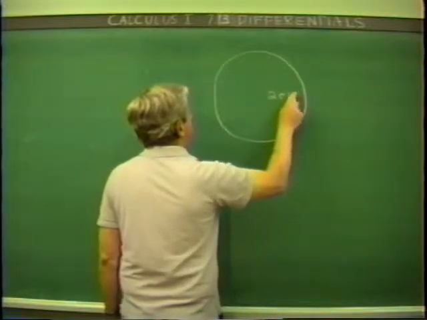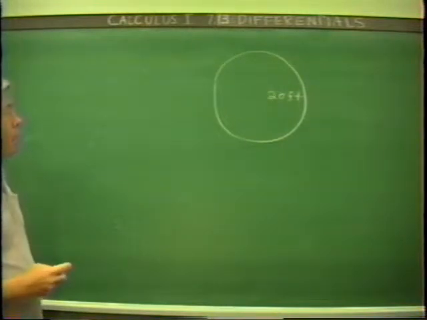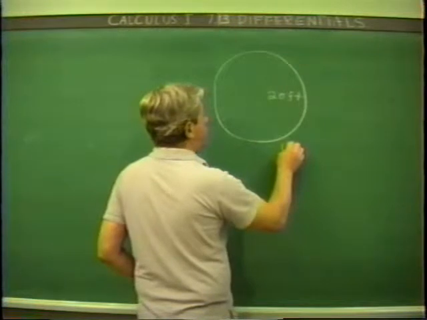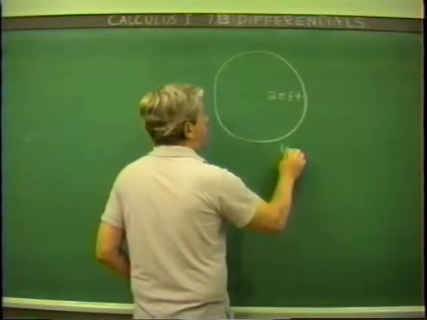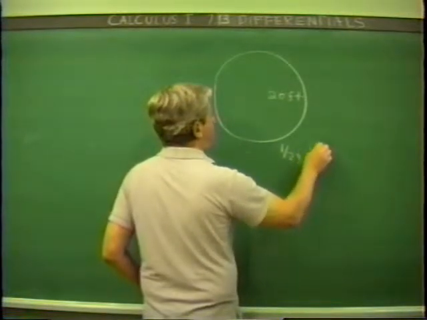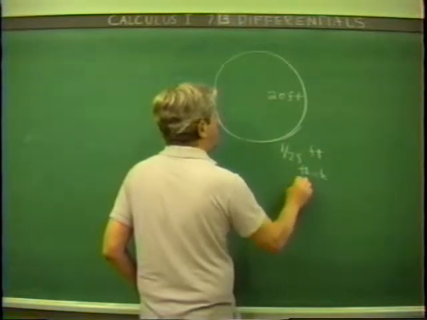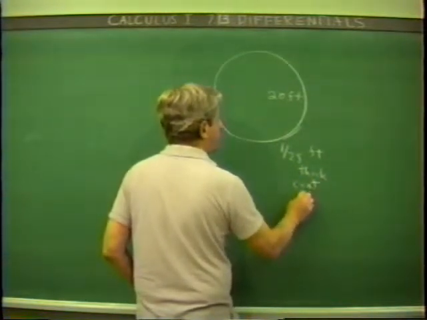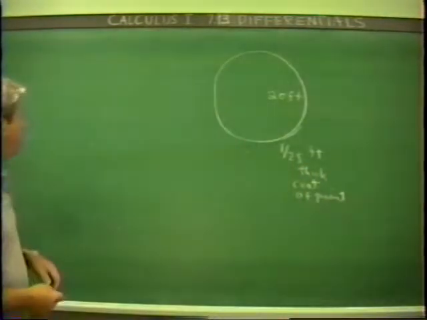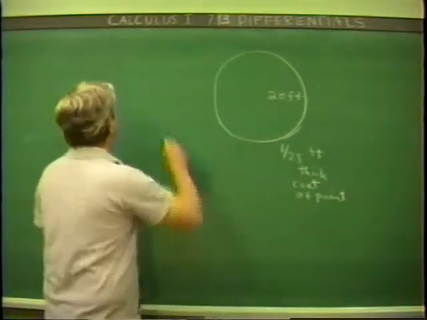Let's suppose that we've got a sphere here, a water tower perhaps, with a radius of 20 feet. And suppose that we wish to paint this, and we wish to apply, let's say, a coat of paint a 25th of a foot thick.